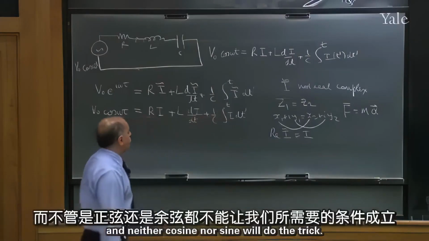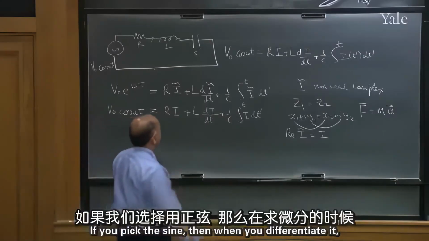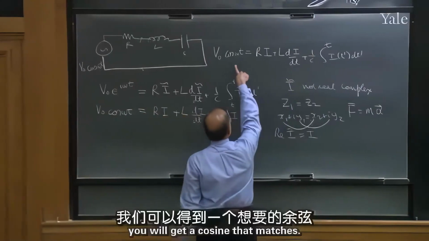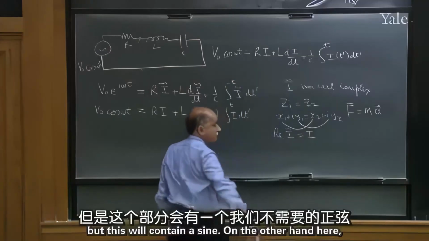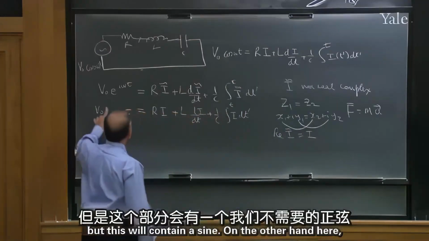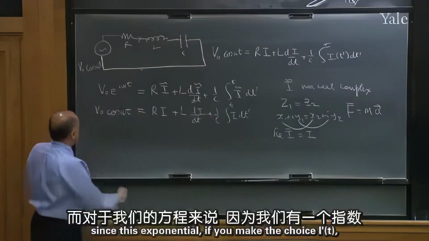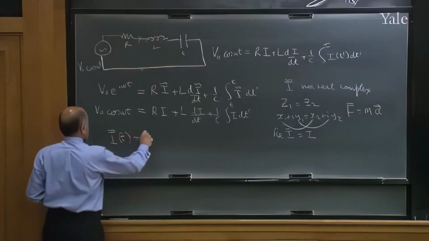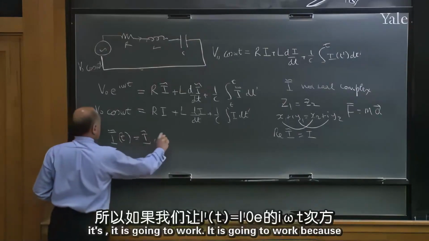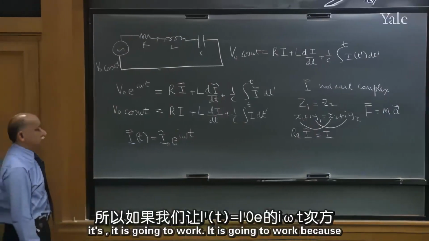And neither cosine nor sine will do the trick, right? If you pick the sine, then when you differentiate it, you will get a cosine that matches this. When you integrate it, you will get a cosine that matches this, but this will contain a sine. On the other hand, here, since it's exponential, if you make the choice I twiddle of t is I twiddle 0 e to the I omega t, it is going to work.